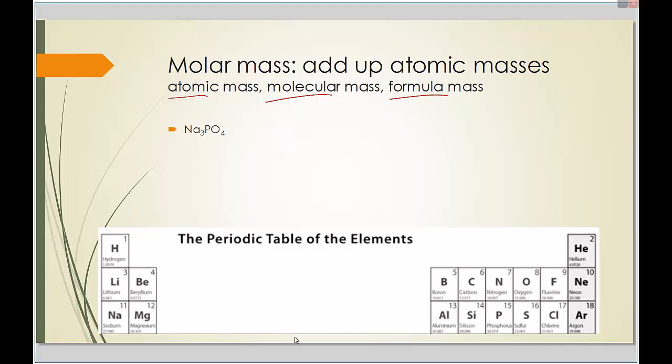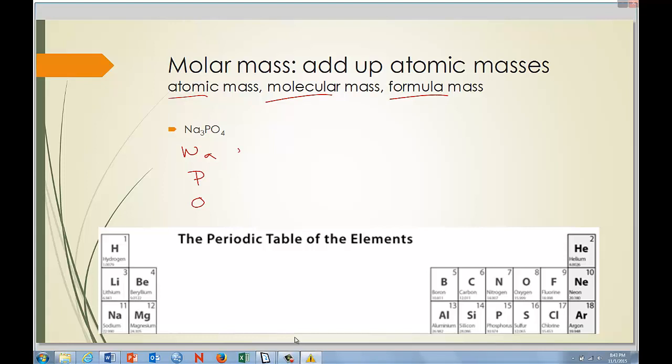So, for instance, Na3PO4 is an ionic compound because we have a cation and an anion. So you just figure out what each of the components are worth. So for sodium, we have 3 sodiums, 1 phosphorus, and 4 oxygens. Then you look on the periodic table and you look for sodium. That is 23.0. So 3 times 23.0 is then equal to 69.0.